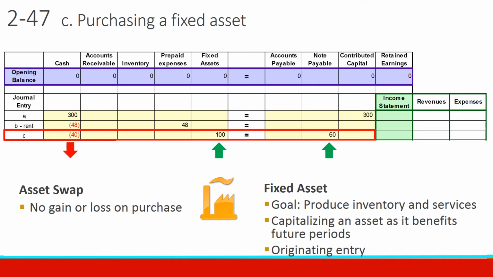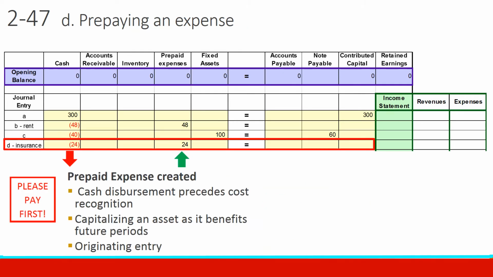So let's think a minute about the fixed asset and what its purpose is on our balance sheet. Its goal is to produce the inventory and services that our company makes. We're not actually going to be selling the fixed asset directly for profit. So the fixed asset will be capitalized as it will benefit us into the future. And it is another type of originating entry. We're putting the fixed asset on the balance sheet, and later we'll see how it starts being taken off the balance sheet. And now it's on to Activity D.